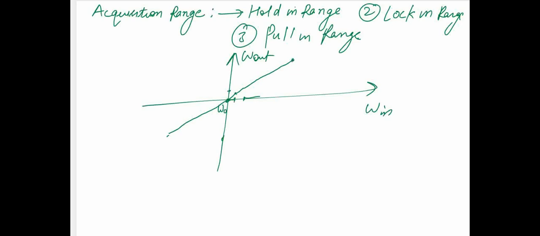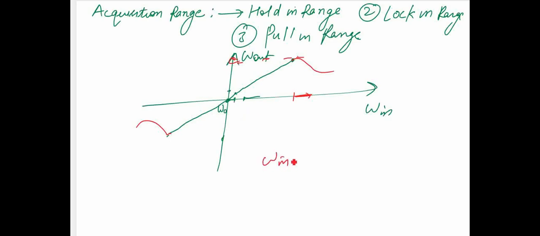So the PLL is locked in this case, and a point will come at which it is no longer able to track. It is like this. See, your omega in is increasing here, but your omega out is not increasing now. So your PLL is unlocked.